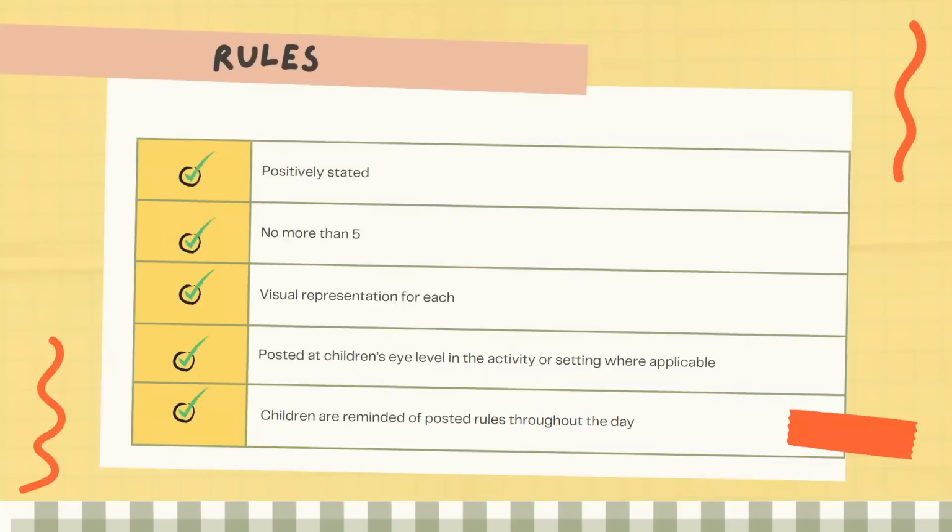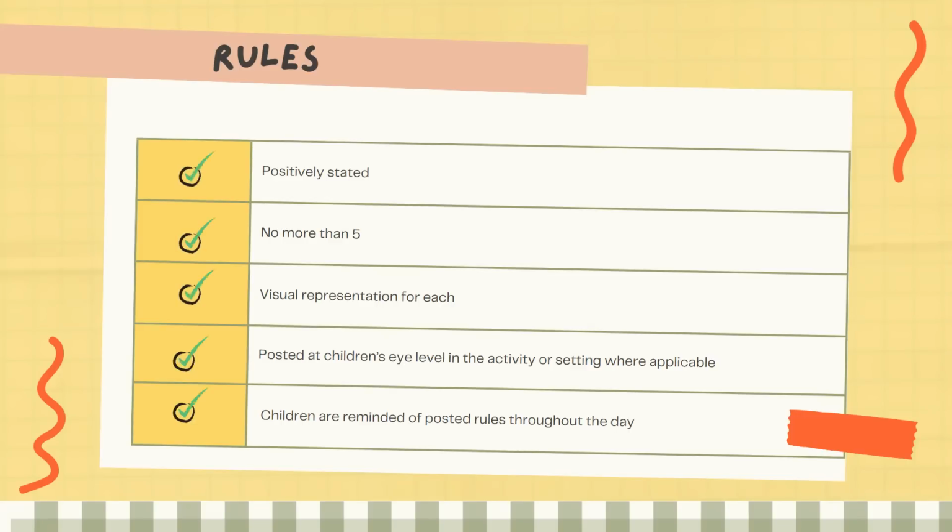Rules. Rules will help to clarify the expectations for specific settings. Some may only apply to certain situations. They may sound like keep your hands and feet to yourself, walking feet, use your listening ears or your indoor voice.